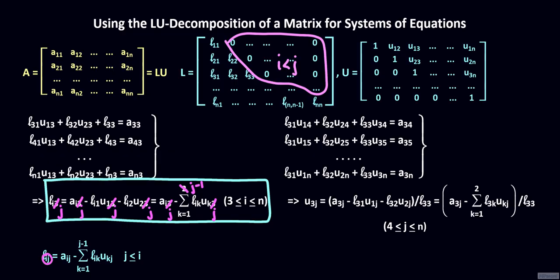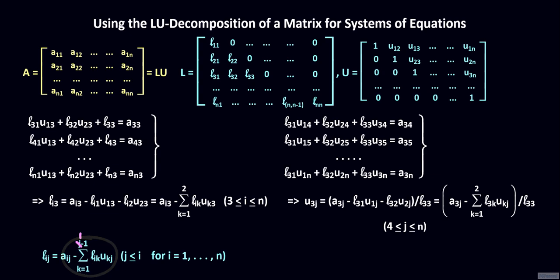i goes from 1 to n. In this summation and in subsequent summations, when the upper limit of the summation ends up being less than the lower limit, such as when j equals 1, so that the upper limit is 0, we take the summation to be equal to 0.